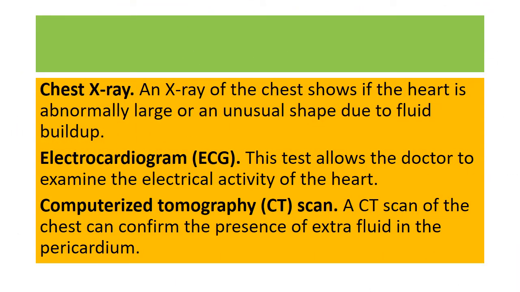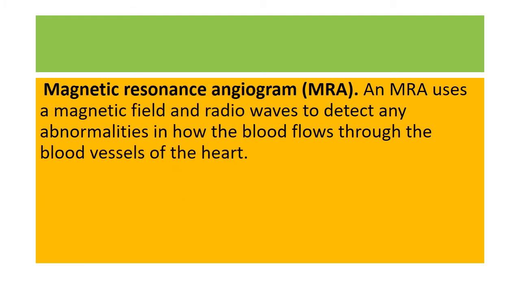The next is chest X-ray. X-ray shows that the heart is abnormally large or an unusual shape due to the fluid filling up. The next is electrocardiogram, which allows the doctor to examine the electrical activity of the heart. Then a computed tomography scan of the chest can confirm the presence of extra fluid in the pericardium. Finally, magnetic resonance angiogram uses a magnetic field and radio waves, and shows abnormalities in how the blood flows through the blood vessels of the heart.